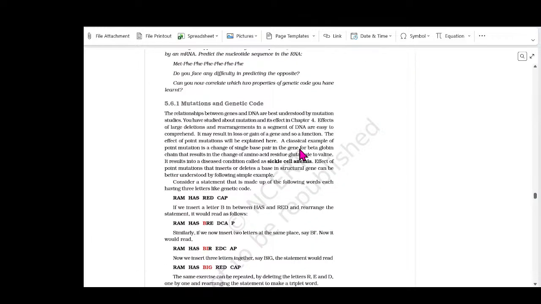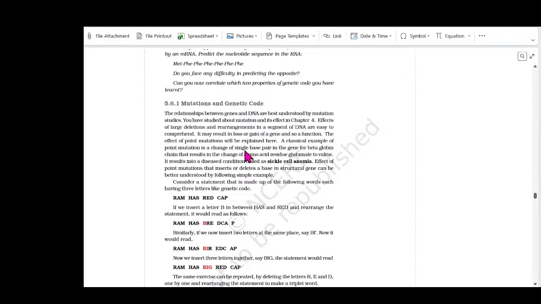5.6.1 Mutations and genetic code. The relationships between genes and DNA are best understood by mutation studies. You have studied mutation and its effect in chapter 4. Effects of large deletions and rearrangements in a segment of DNA are easy to comprehend. It may result in loss or gain of a gene and so its function. The effect of point mutations will be explained here.